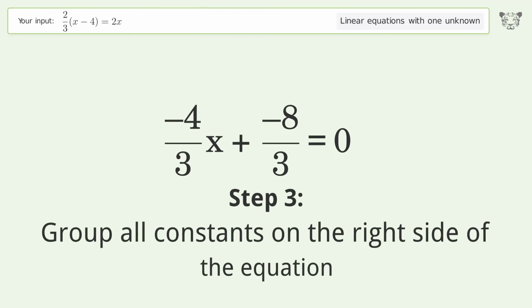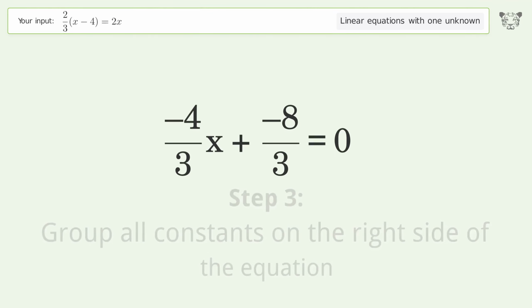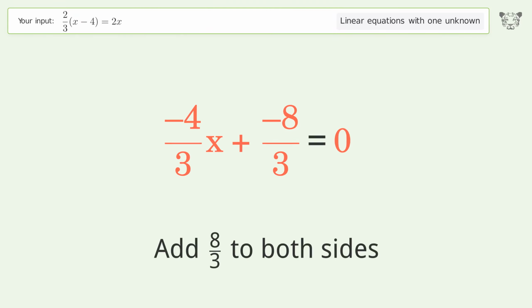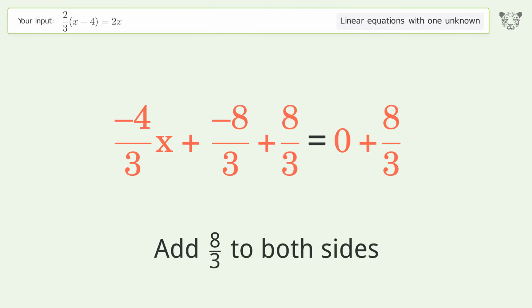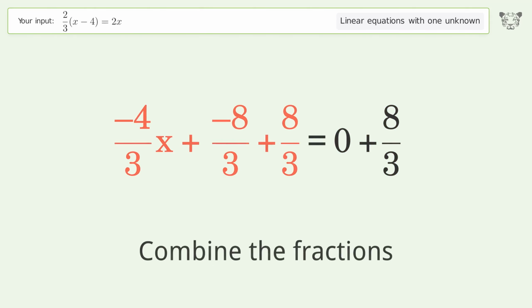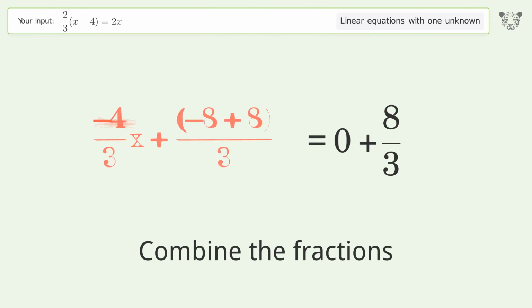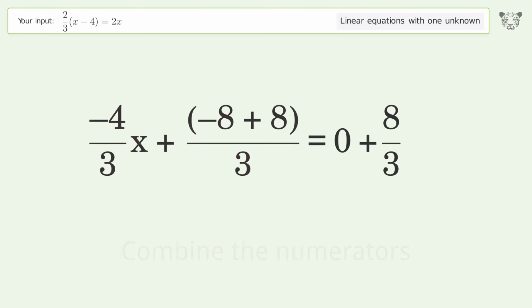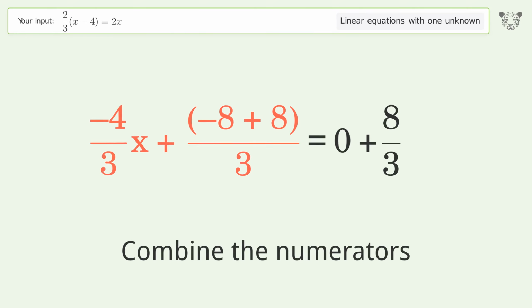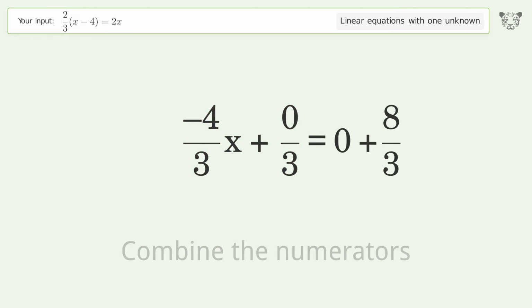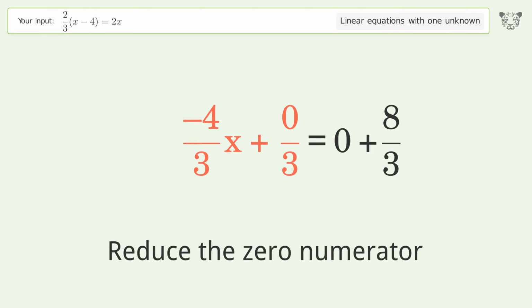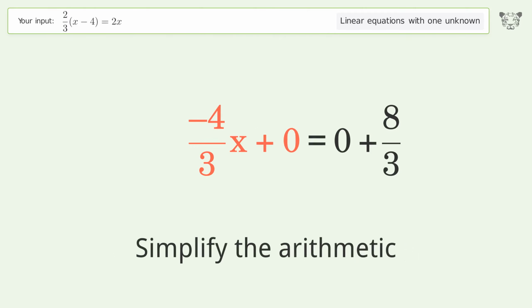Group all constants on the right side of the equation. Add 8/3 to both sides. Combine the fractions. Combine the numerators. Reduce the zero numerator. Simplify the arithmetic.